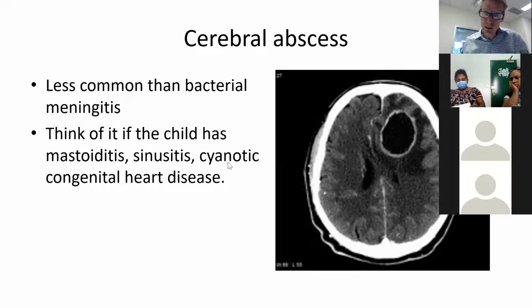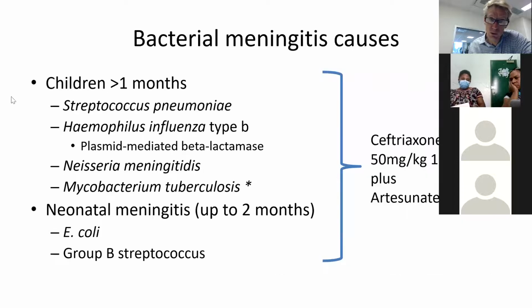It's also more common in children with cyanotic congenital heart disease, and we see quite a lot of that in children who've got tetralogy of Fallot. They're more likely to get cerebral abscess, but it really is a form of bacterial meningitis. But there are some differences in that the causes are a bit different, right? I said the causes of bacterial meningitis are mostly standard. They're Streptococcus pneumoniae or Haemophilus influenzae or Neisseria meningitidis.